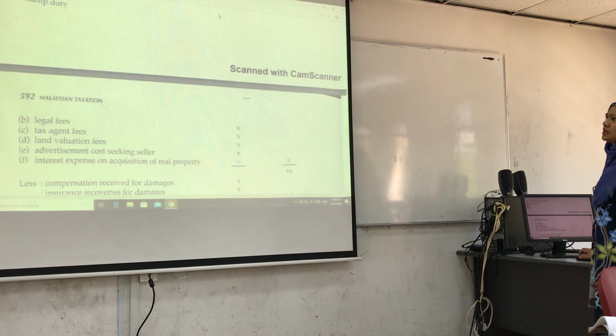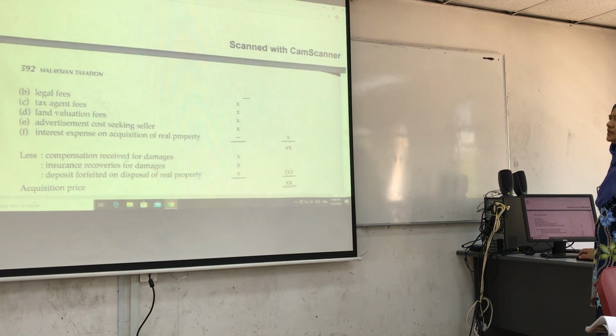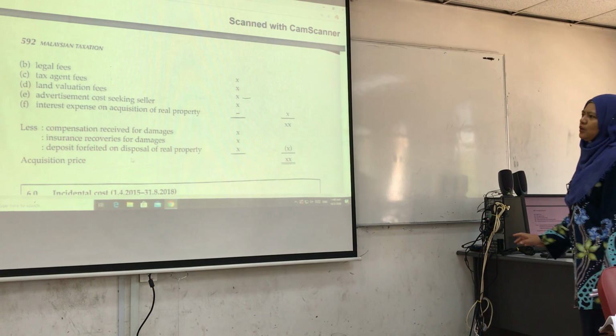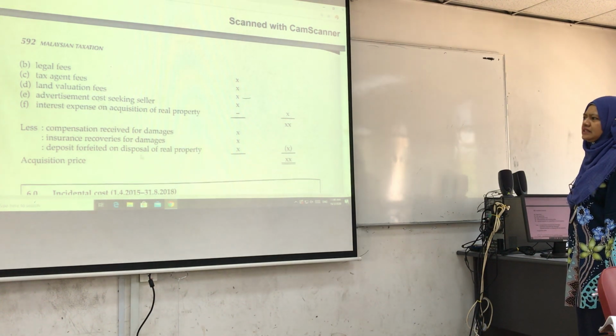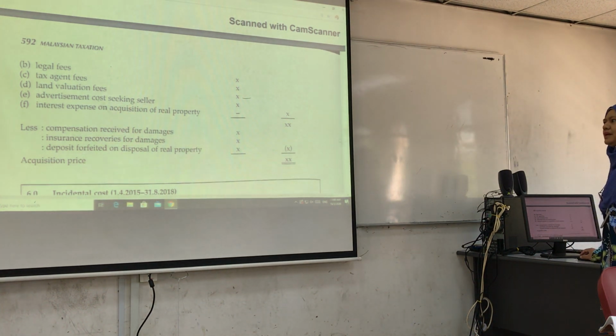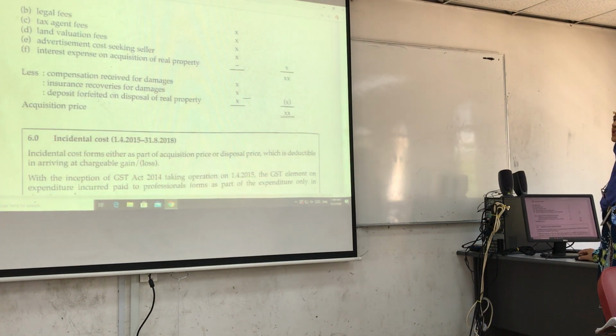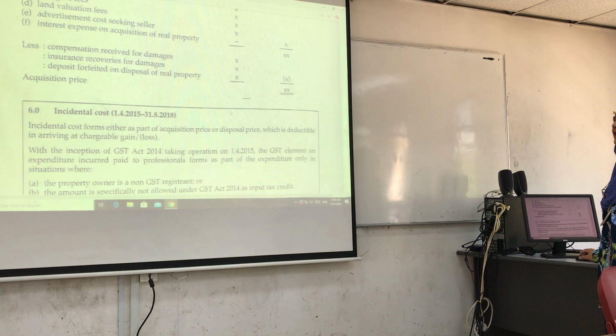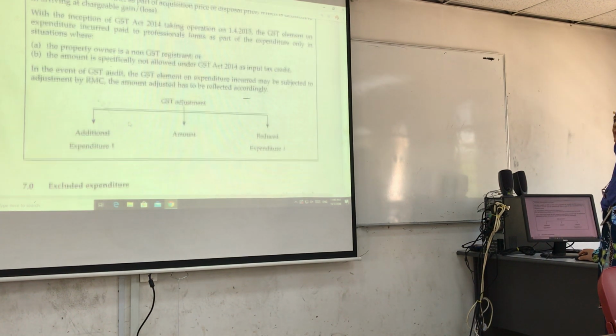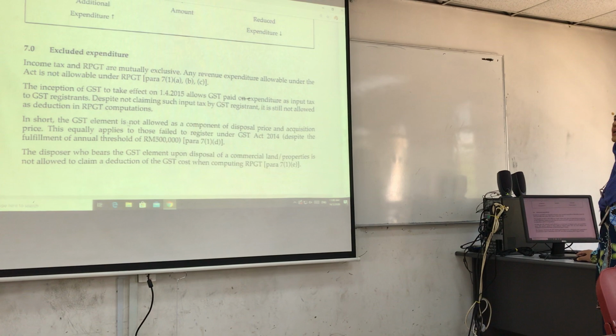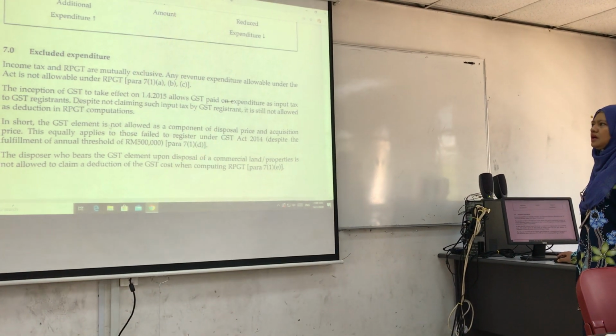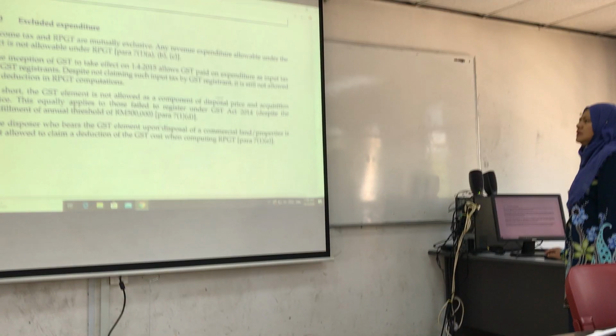So your incidental cost could come from stamp duty, legal fees, tax agent's fee, land valuation fees, advertisement and interest expense. But remember that this interest expense is no longer allowed as a deduction. Last compensation, this one is your capital receipt, then you have your acquisition price. Excluded expenditure, you can skip this one first.